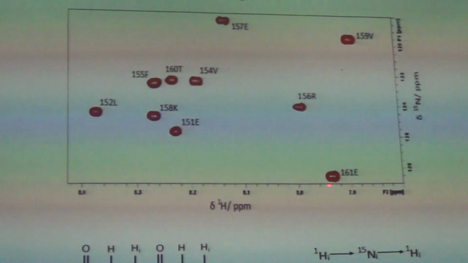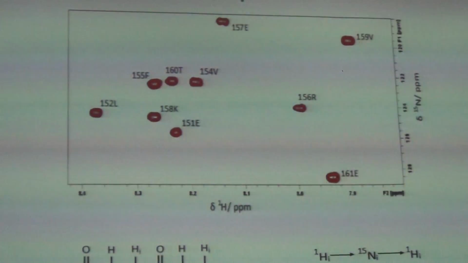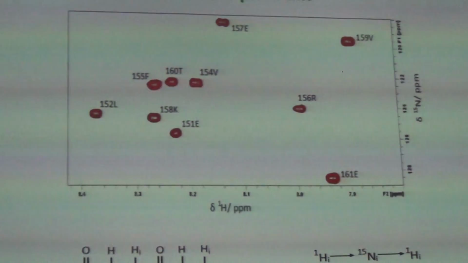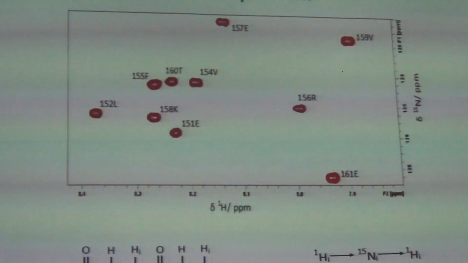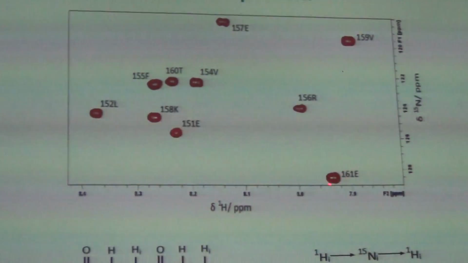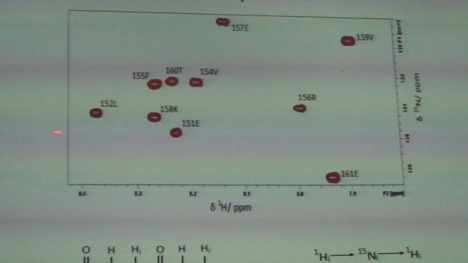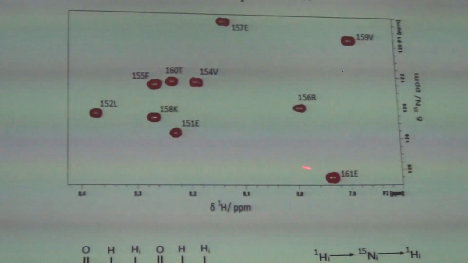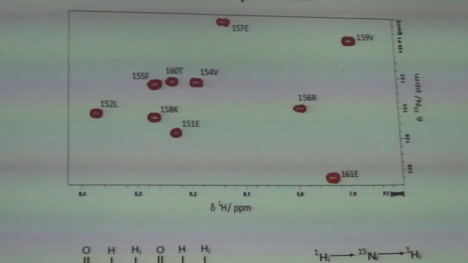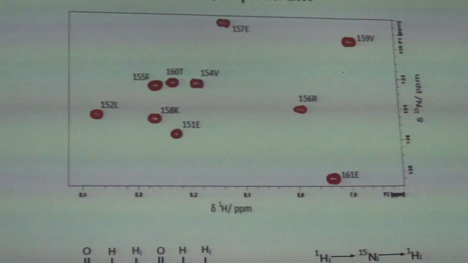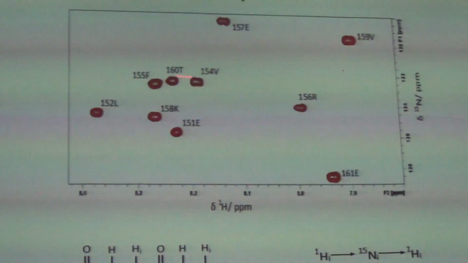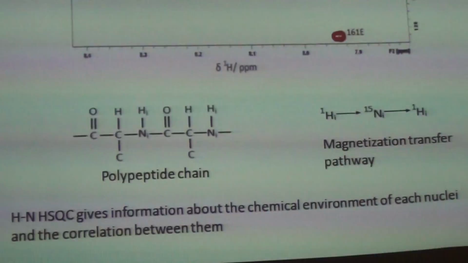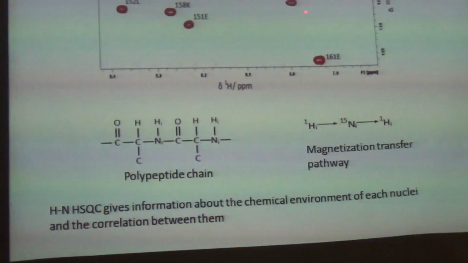Then I take this value from here and go back to that data bank, and I look at which amino acid has this particular value for its nitrogen and hydrogen. Once I get to know this, I know that this belongs to glutamine. Similarly, I do this for all of them. So what is the importance of an HSQC spectrum? Basically, it tells me the different amino acids which are there in my protein.